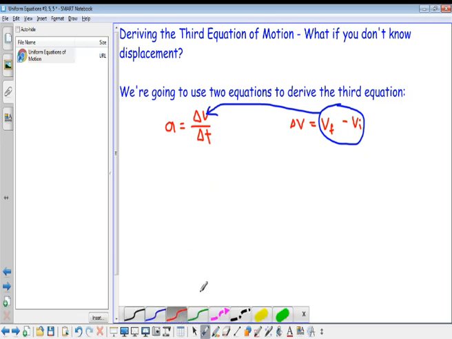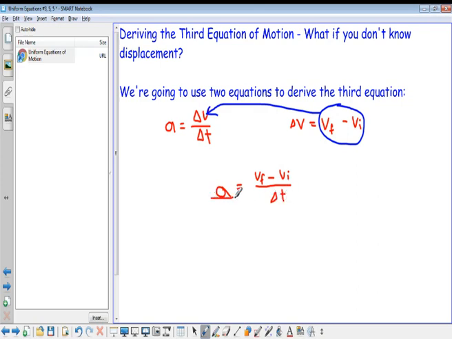That's going to leave me with acceleration equals final velocity minus initial velocity divided by change in time. I can put the acceleration over a 1 and cross multiply. And that's going to leave me with acceleration times the change in time equals VF minus VI.